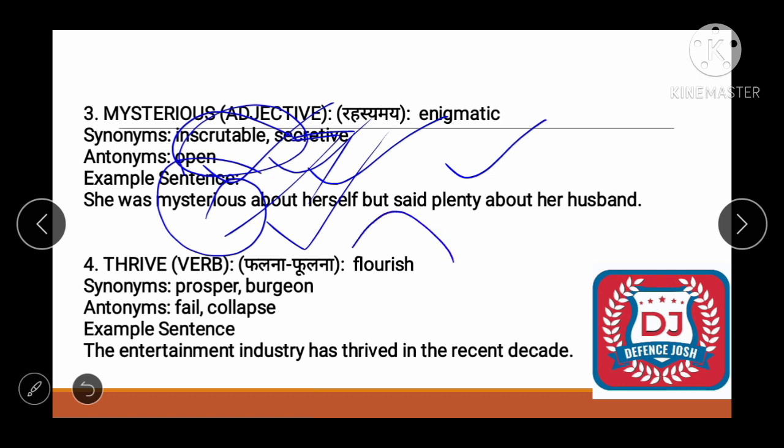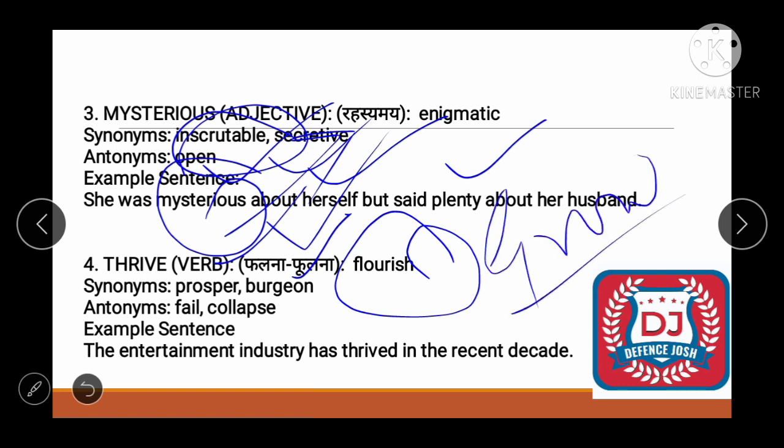Thrive means to flourish, okay. Alright, synonym would be prosper and burgeon. Here burgeon signifies to begin to grow, right? Alright. So antonym would be fail or collapse. Alright. Then the entertainment industry had thrived in the recent decades.